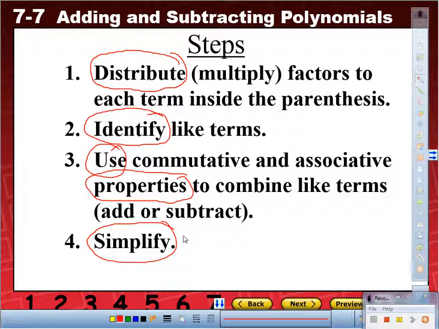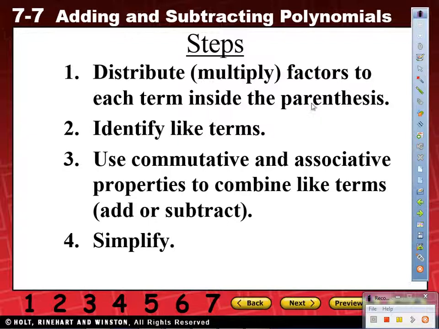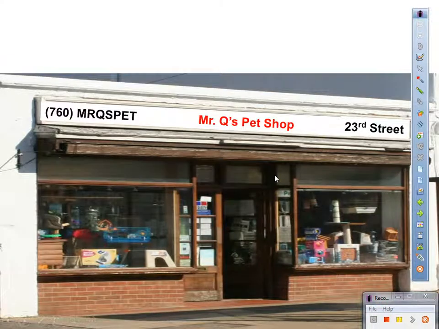Polynomials and combining like terms, what is that? Let me show you. The easiest way I can present that is like this. Everybody look up. Let's say I open up a store, and you guys are going to work it for me, for extra credit and free homework. So I open up a pet shop, and I thought of an original name: Mr. Q's Pet Shop.